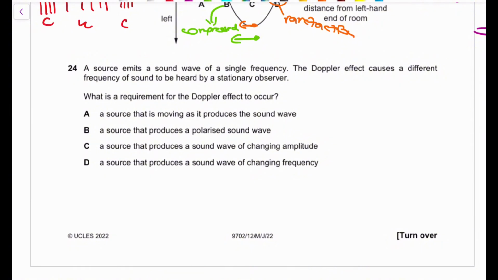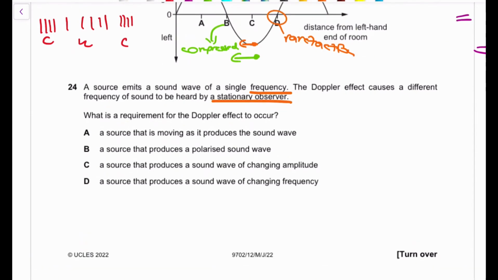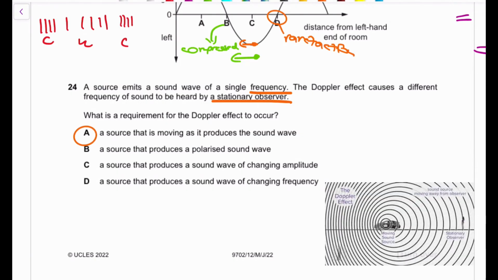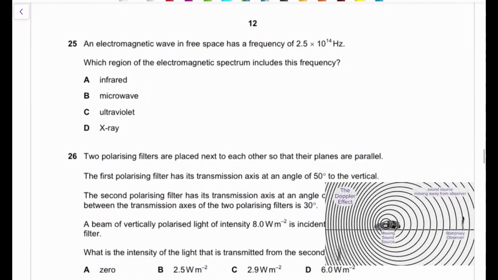A source emits a sound wave of single frequency. The Doppler effect causes a different frequency of sound to be heard by stationary observers. This is the Doppler effect, which says that relative motion between the source and the observer results in a change of frequency. So a source that is moving as it produces the sound wave is going to cause the Doppler effect. Move on to question 25.